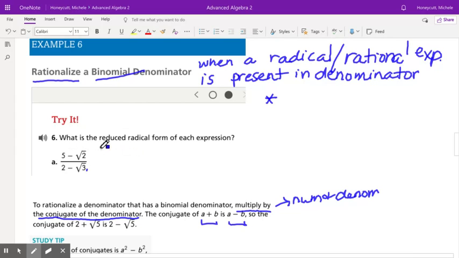Because, tell you what, let me write this down. So the conjugate of 2 minus the square root of 3 would be 2 plus the square root of 3. You need to multiply by that in the top and also in the bottom.